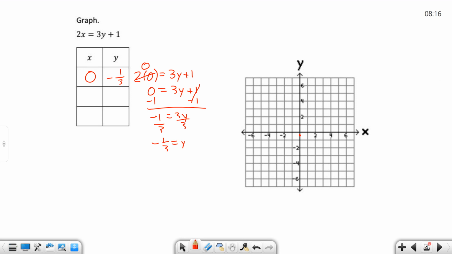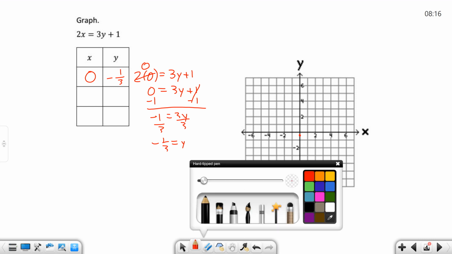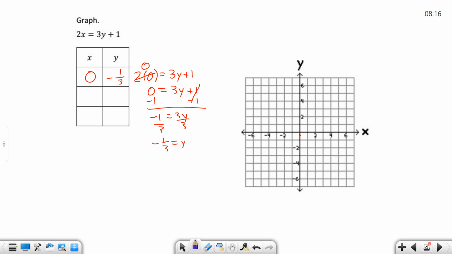So there's my point in red. What I'm going to do is plot these in different colors. For the second point, you can let x be something else if you want to, or I can let y be something. I'm going to let y be 1. There's no magic to that. You could let it be 0. You could let it be 8.